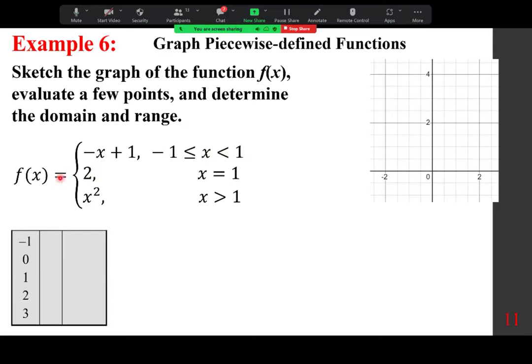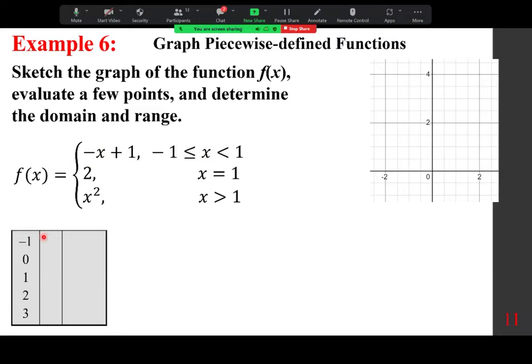Look at this one. This means 1 is 2. So the pair is (1, 2). And this says f of x takes the function x squared when x is larger than 1. So let's start with negative 1. Negative 1 is included here. So if I put a negative 1 here, I get minus negative 1, which makes it positive 1, and 1 plus 1 is 2.